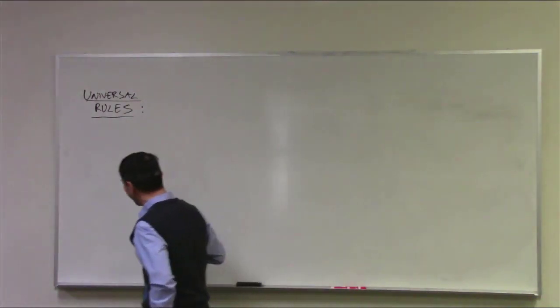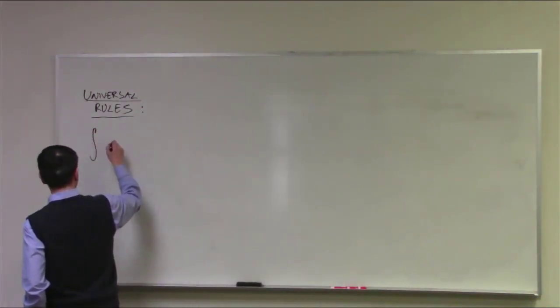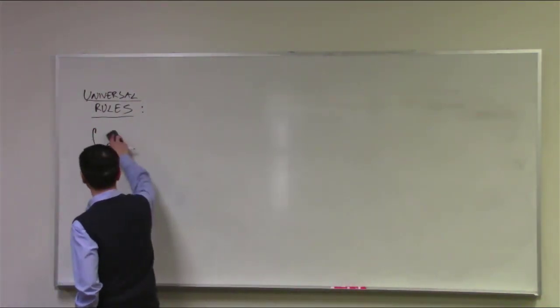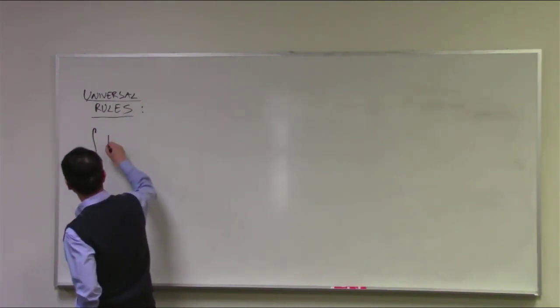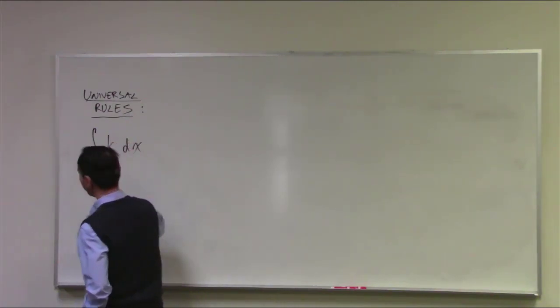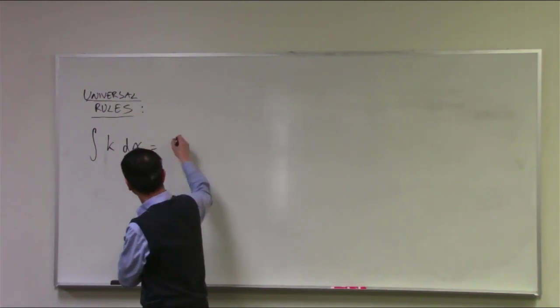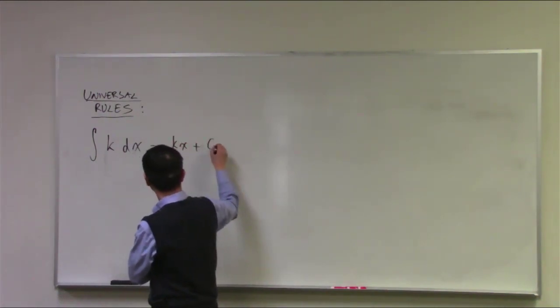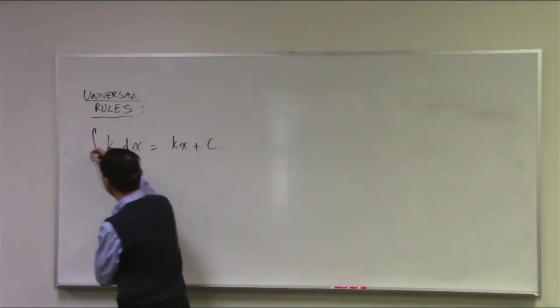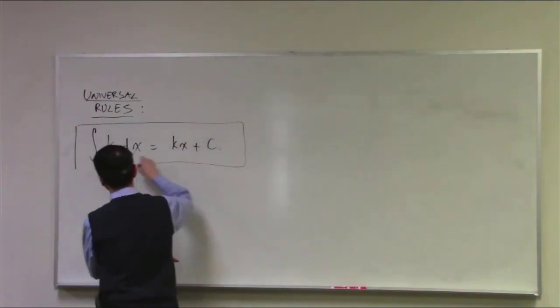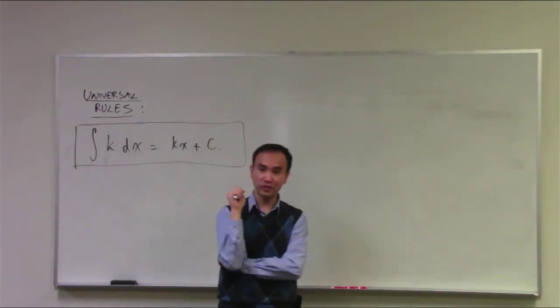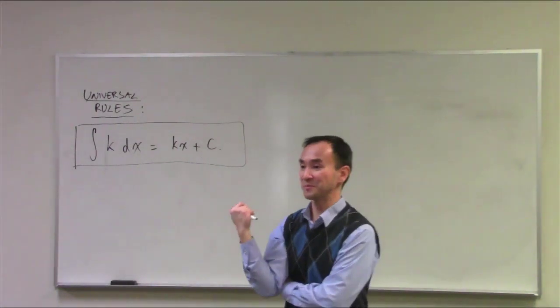The journey is still long here, but for now, constant. Sorry, I was writing C for constant, that's why. So that gives me kx plus c. Agree? Now that deserves a special rule on its own, and eventually we're going to put these rules together, and that will become a method for us.